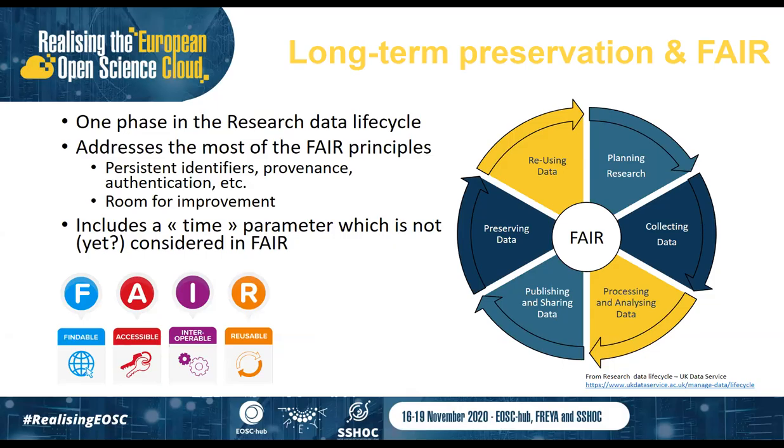And within that phase, it addresses most of the principles of FAIR, particularly through the use of persistent identifiers, managing provenance, ensuring authentication measures are in place. But I think, as with all of these aspects, there is room for improvement. And one of the key aspects here that we'll talk through in both presentations is that it includes a time parameter, which is not yet considered within FAIR and the Turning FAIR into Reality reports that we've seen prior to now.